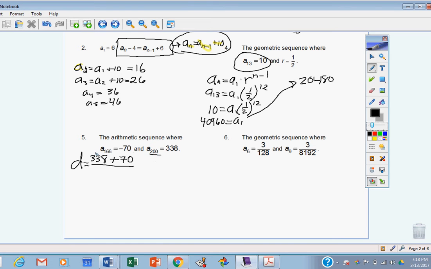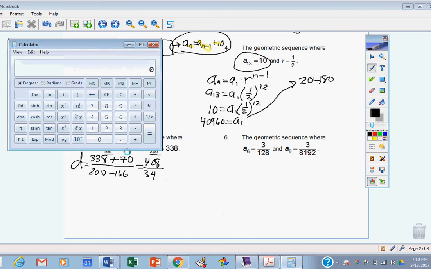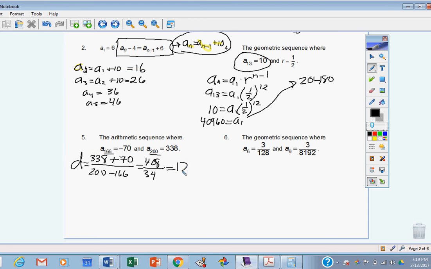And then if we take 200 minus 166, we're basically figuring out how many times we did that addition, because arithmetic means we are adding the exact same thing each time. So if we find out what we added on top, which is 408, and then we divide that by 34, we're figuring out what we are actually adding every single time. So 408, and then I divide by 34, and I get my 12. So my common difference is 12.